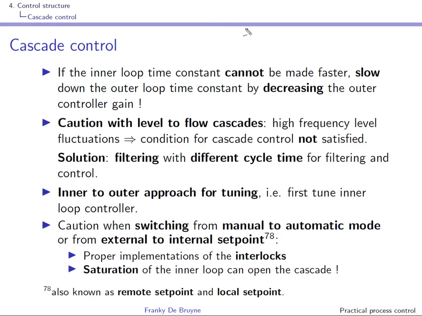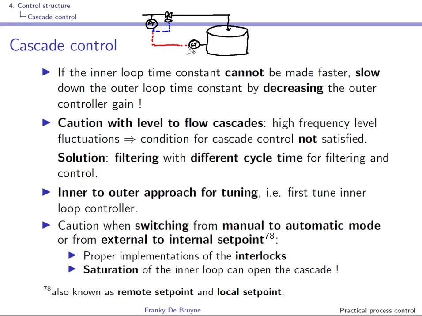So let us consider such a case. So we have a tank over here. Let us consider an input flow to this tank, right? And here we have a level measurement, right? So what we have is a level to flow cascade. So we have a local flow controller, right? And then we have this level controller that will set the flow set point.